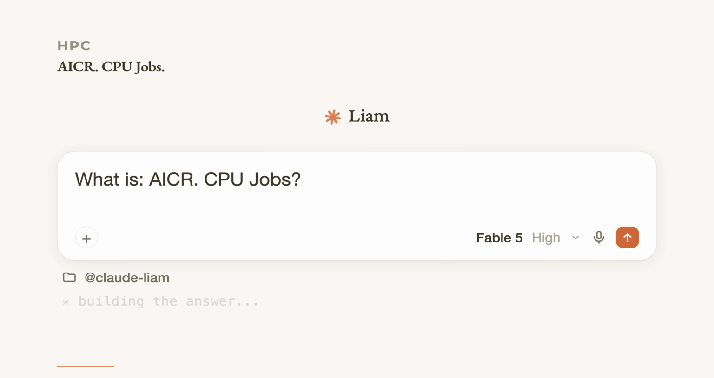The CPU partition on AICR: 5 nodes, 128 cores each, 1 terabyte of RAM per node, no GPU, 24-hour max wall time. It exists as a convenience for data prep and workflow orchestration that supports your GPU jobs. AICR is not meant for CPU workloads. This video tells you when to use it and when to send the work back to your home institution's cluster.